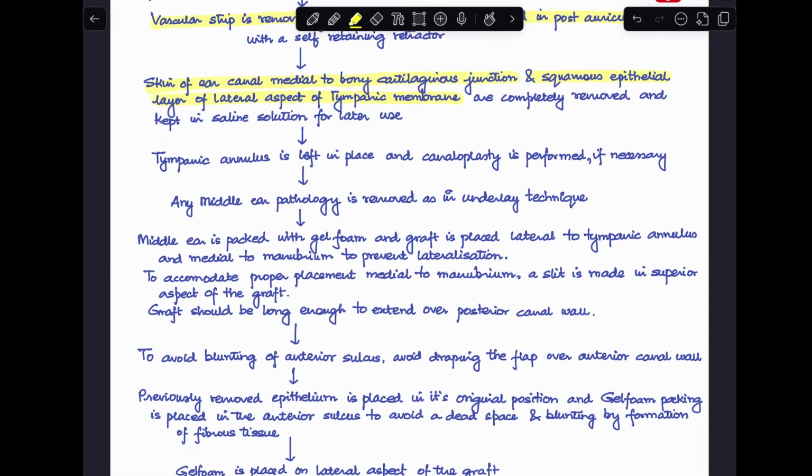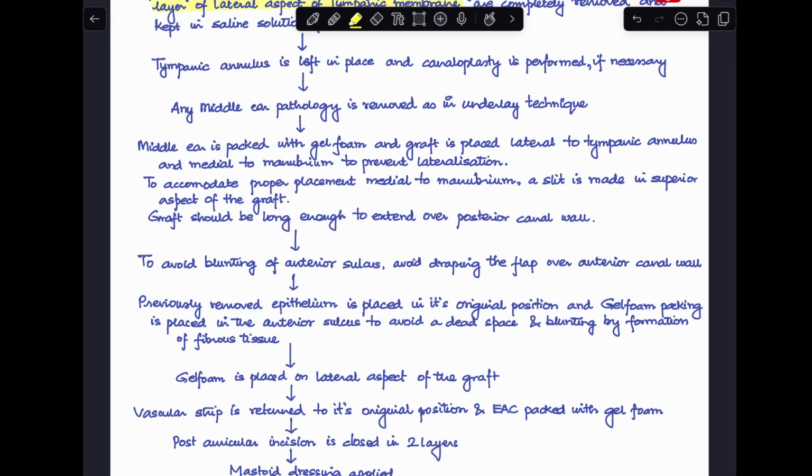The tympanic annulus is left in place and you perform a canaloplasty in case it is needed. You remove any middle ear pathology as you notice there and you check for the ossicular chain status. The middle ear gets packed with gel foam and here you place the graft lateral to the tympanic annulus, however medial to the handle of the malleus to prevent any lateralization of the graft. So this is how it will differ in the overlay technique from underlay as we were discussing previously.